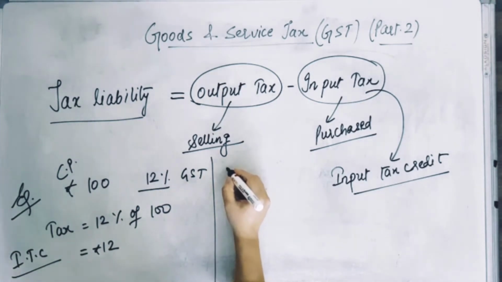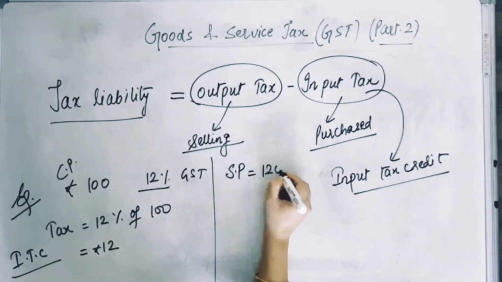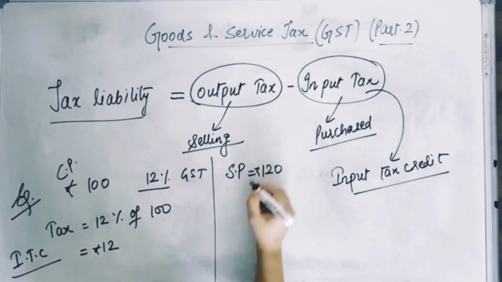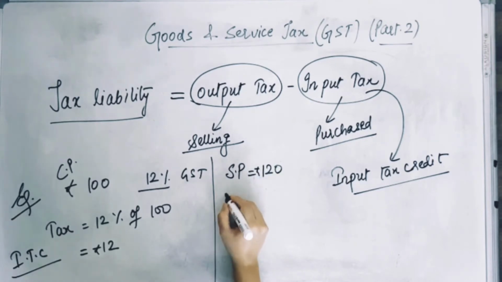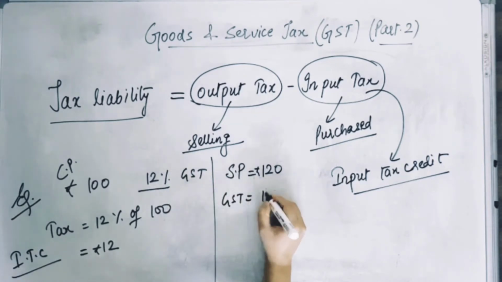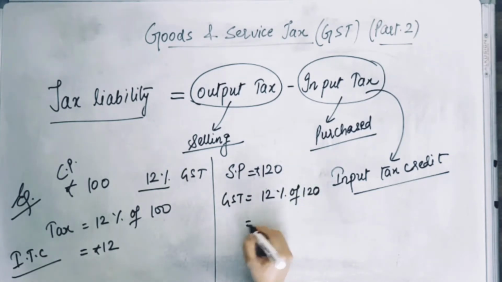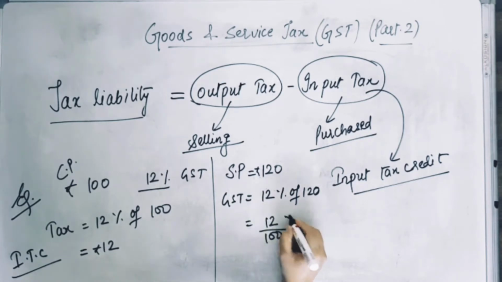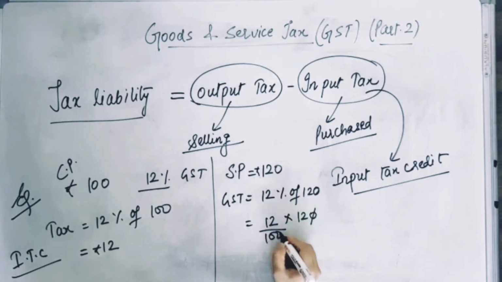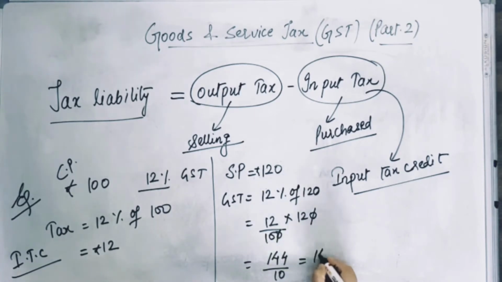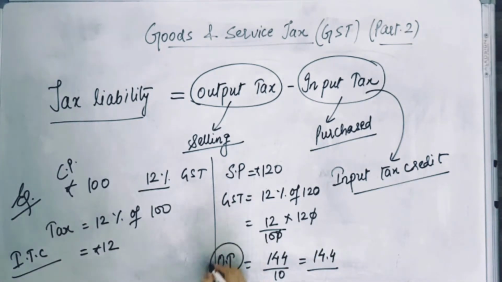Now when I am selling this product, on the sale, selling price is 120 rupees. Now if selling price is 120 rupees, at that time GST which I have to pay is 12% only. 12% of 120. That means 12 by 100 into 120, 0 and 0 will be cancelled. 12 into 12 is 144, divide by 10. That means tax which I have to pay is 14.4. This is called output tax.